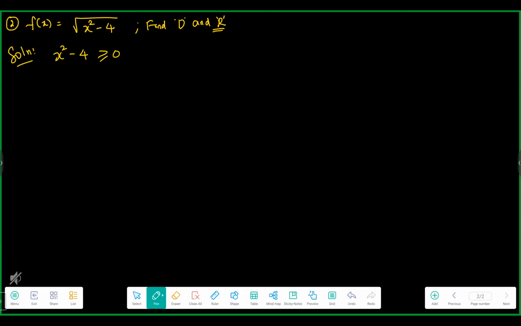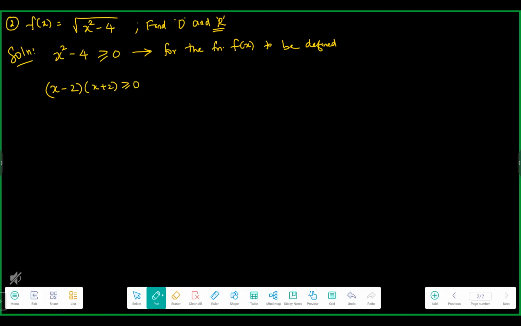This is the first step. So after you write this in the exam, what you're supposed to write is x square minus 4 should be greater than or equal to 0 for the function f of x to be defined. Just to write the detailed solution of this. Okay. So when x square minus 4 is greater than or equal to 0, can I factorize this? Can I write this as x minus 2 into x plus 2 is greater than or equal to 0?